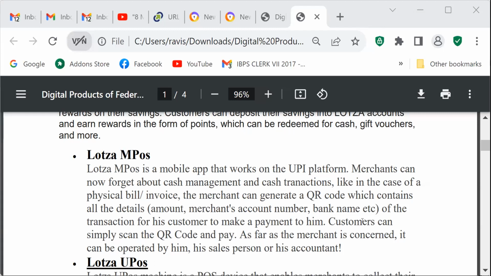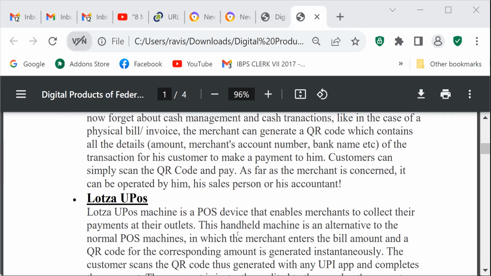Lotsa MPOS is a mobile app that works on the UPI platform. Merchants can now forget about cash management and cash transactions. Like in a case of a physical bill or invoice, the merchant can generate a QR code which contains all the details, amount, merchant's account number, bank name, etc. of the transaction for his customer to make a payment to him. Customers can simply scan the QR code and pay. As far as the merchant is concerned, it can be operated by him, his salesperson, or his accountant.